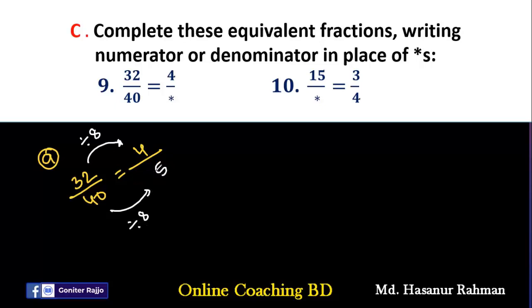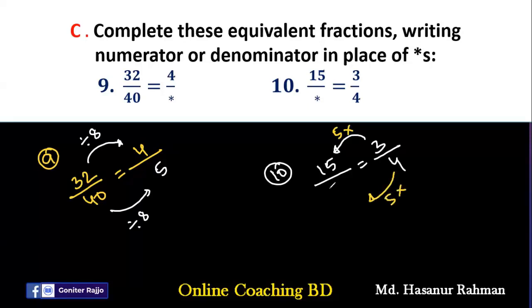Very simple. Now number 10. Number 10 says 15 divided by star equal to 3 divided by 4. Look, from 3 to 15, that means we have to multiply these 3 by 5. 3 multiplied by 5, that is 15. So 4 multiplied by 5, it will be 20. So the missing number of number 10 will be 20.